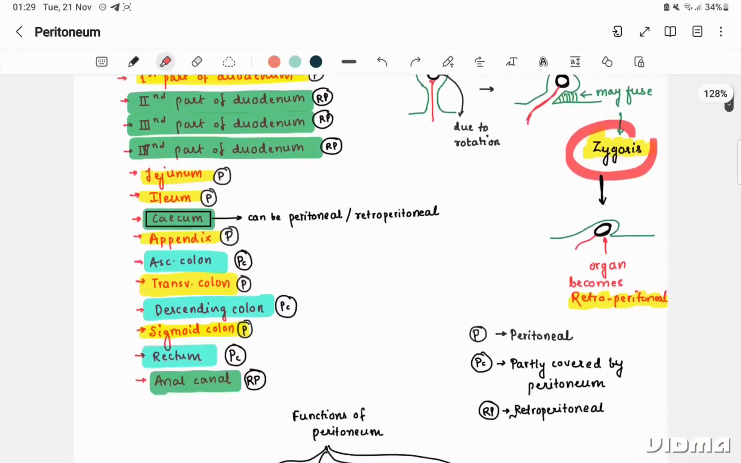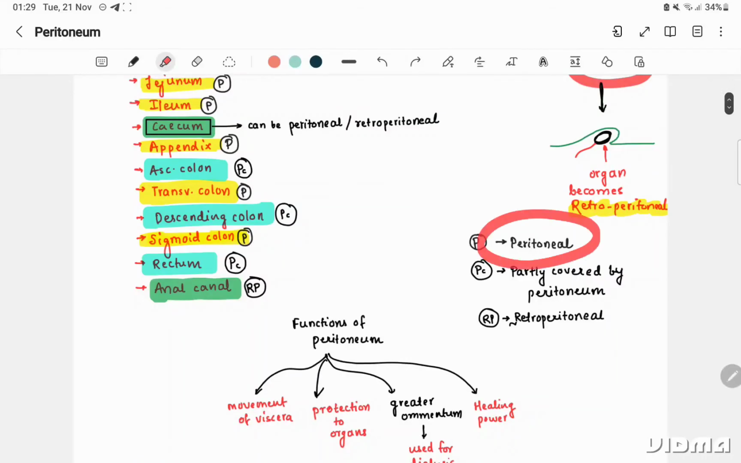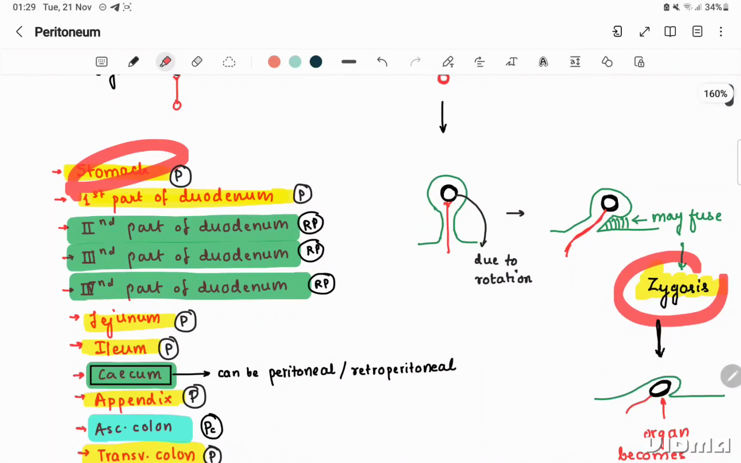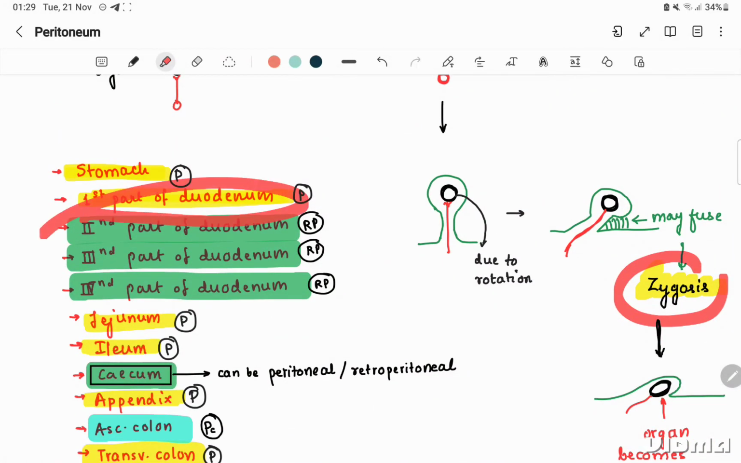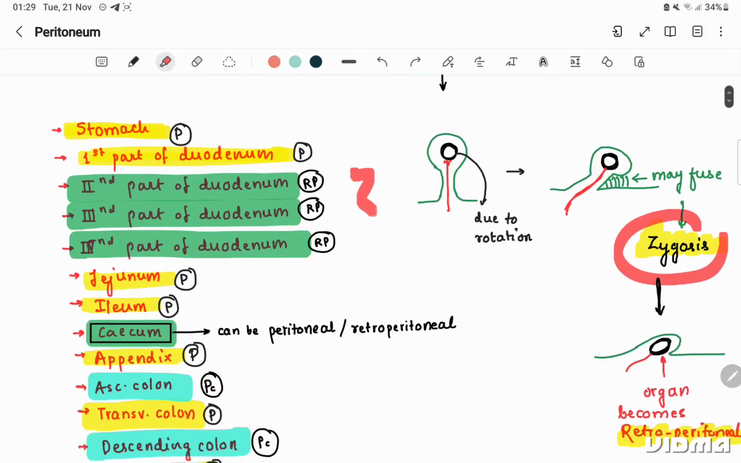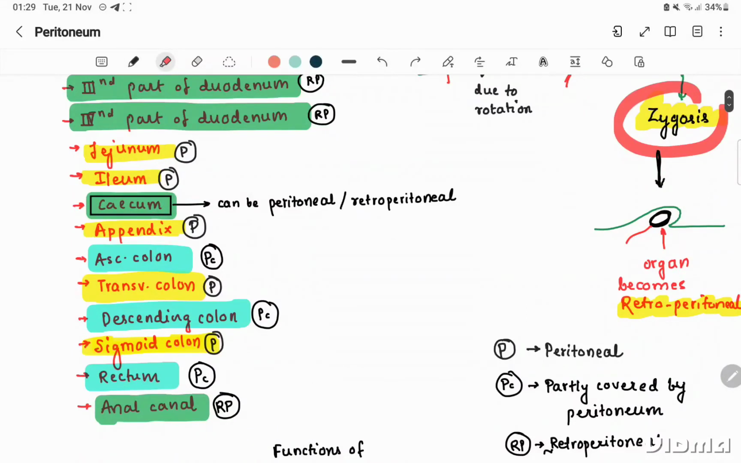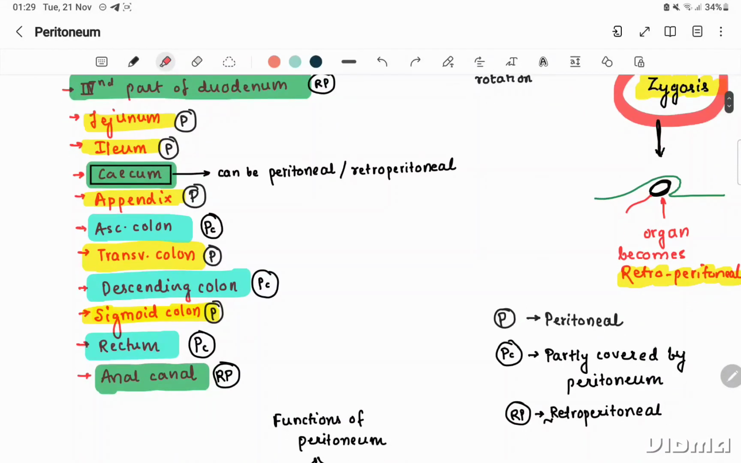Okay, so let's talk about what organs are peritoneal, what organs are partly covered by peritoneum, and which organs are retroperitoneal. Talking about the stomach, it is a peritoneal organ. The first part of the duodenum is peritoneal, but the second, third and fourth parts are retroperitoneal. So the duodenum as a whole is both peritoneal as well as retroperitoneal. Jejunum and ileum are peritoneal organs. Cecum can be peritoneal or retroperitoneal. It depends from person to person.